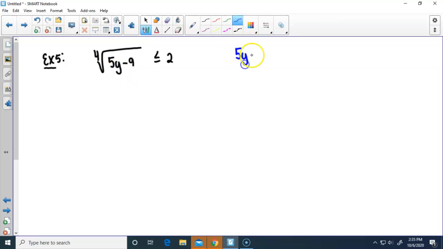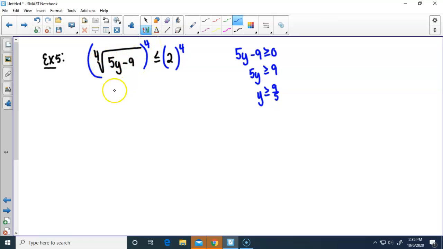So 5y minus 9 must be greater than or equal to 0, which tells us that 5y is greater than or equal to 9. So y is greater than or equal to 9/5. Now, if we solve this, instead of raising each side to the second power, we're going to raise each side to the fourth power, because a fourth root and raising something to the fourth power are going to cancel each other out, and you'll just be left with 5y minus 9 is less than or equal to 2 to the fourth power, which is going to give us 16 here. And so now we have a simple inequality to solve.